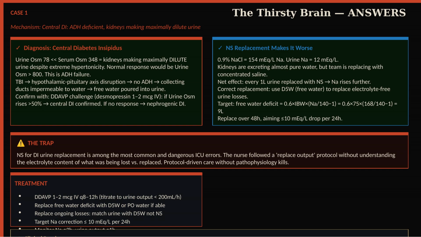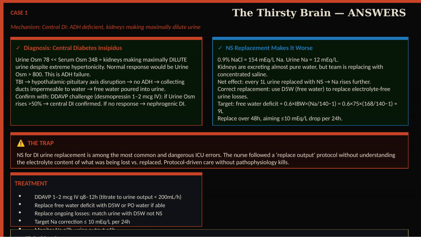You confirm with a desmopressin challenge. Give it, and if urine osmolality jumps more than 50%, it's central. No response means nephrogenic. Now, why is the saline making it worse? Normal saline carries a sodium of 154. His urine sodium is 12. He's excreting nearly pure water, and the team is replacing it with concentrated salt. So every liter swapped drives the sodium higher.